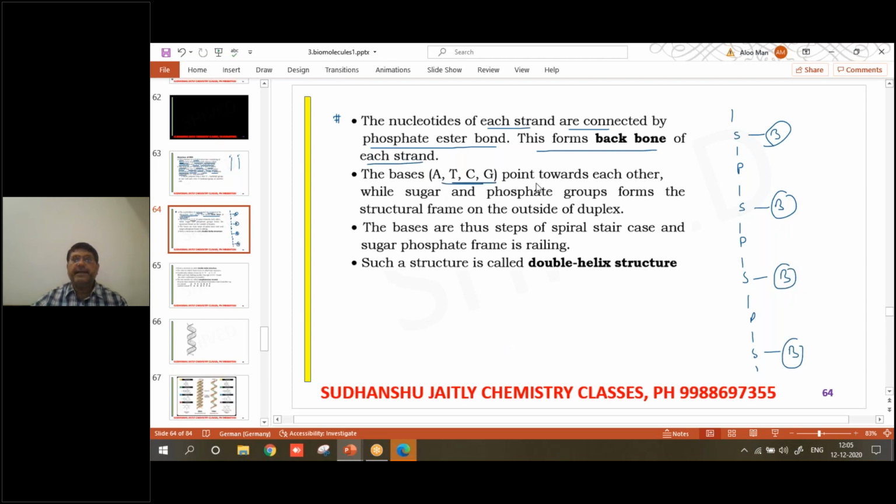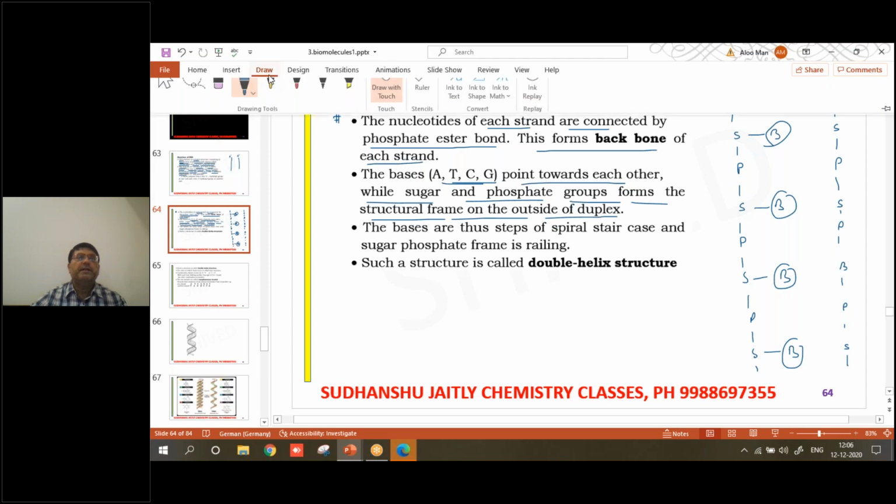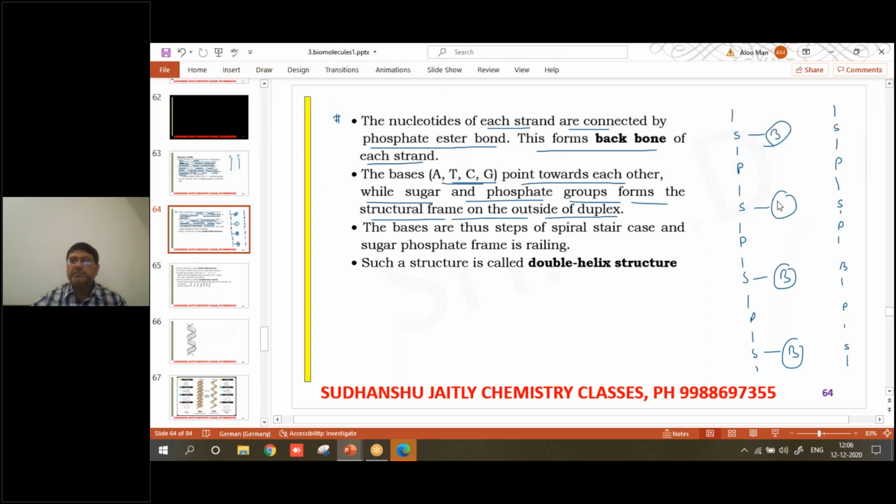The bases A, T, C, G point towards each other while sugar and phosphate form the structural frame on the outside of the duplex. The bases are thus the steps of a spiral staircase and the sugar phosphate is the railing. Look, this is sugar, phosphorus, the base, the phosphorus, the sugar, we will fill in later, the phosphorus, the sugar and this, right? Let us change it a little bit.